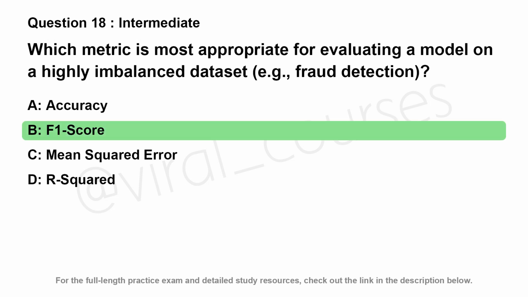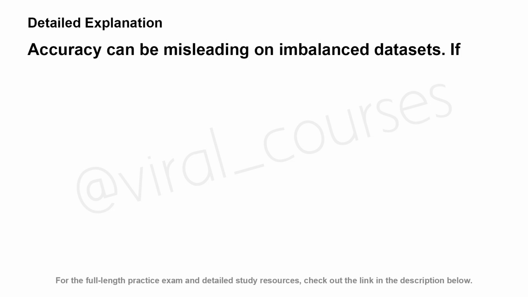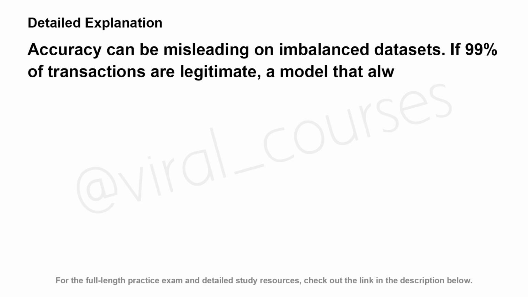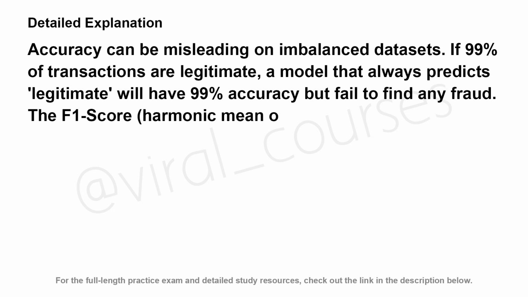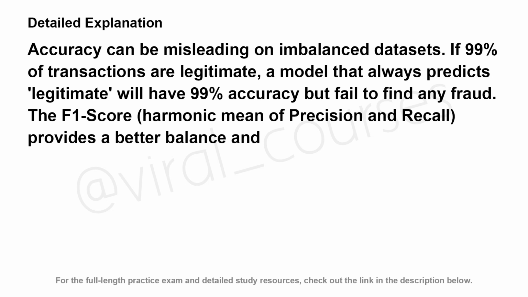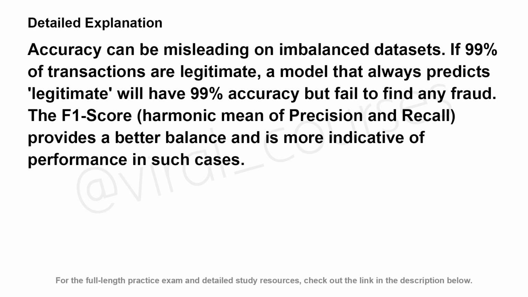The correct answer is B. Accuracy can be misleading on imbalanced datasets. If 99% of transactions are legitimate, a model that always predicts legitimate will have 99% accuracy but fail to find any fraud. The F1 score, the harmonic mean of precision and recall, provides a better balance and is more indicative of performance in such cases.